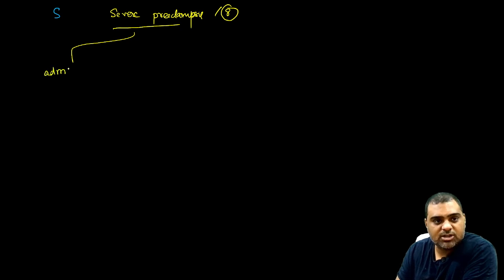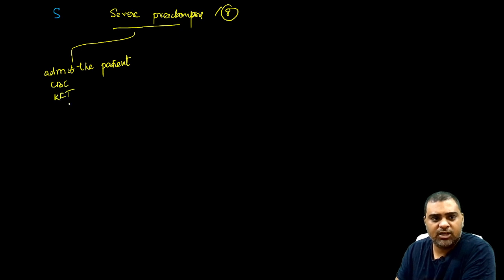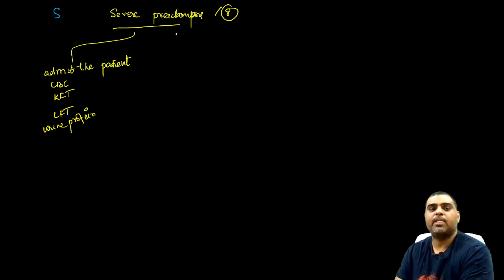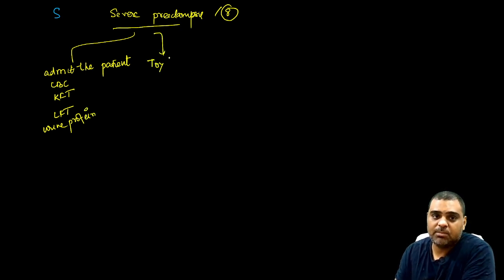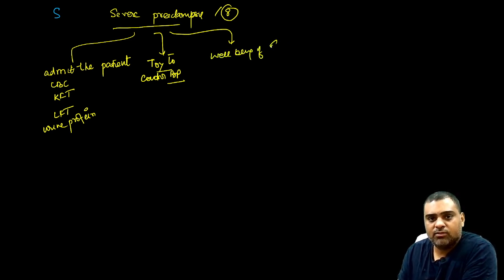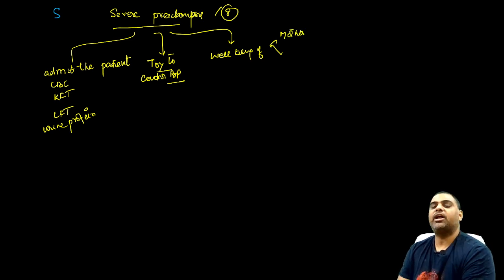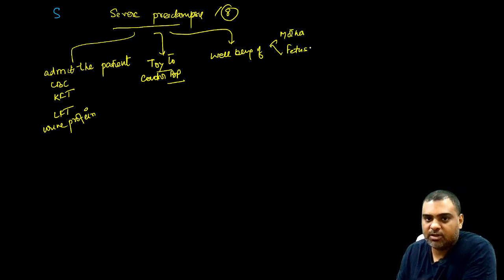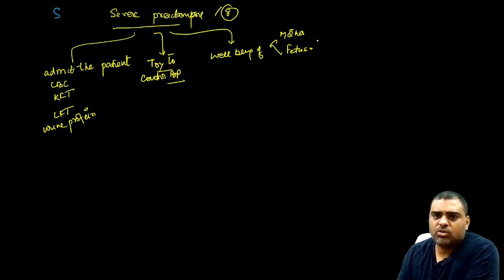Now you will admit the patient. Please remember, in case of mild preeclampsia, we were not admitting the patient. You will admit the patient and you will send the same CBC, KFT, LFT, and urine protein. Second, try to control the BP. And third, look for the well-being of both the mother and the fetus through NST and ultrasound.